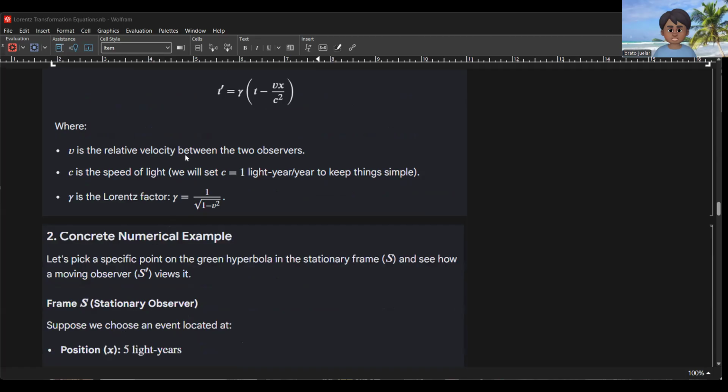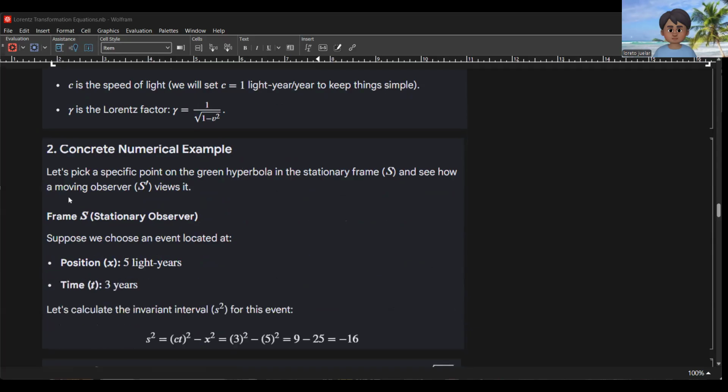So v here is the relative velocity between the two observers. c is the speed of light. We will set c equal to 1, using light years, to keep things simple. And gamma here is the Lorentz factor, 1 over the square root of 1 minus v squared. So we have the concrete numerical example here.